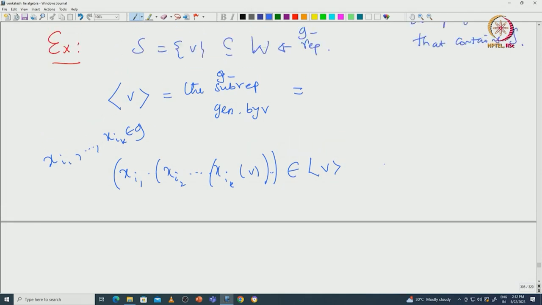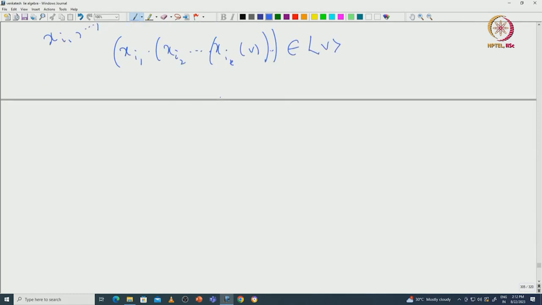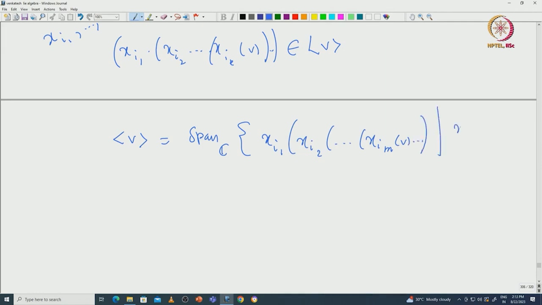So what I want to say, I claim that this sub representation generated by v, okay, this is the exercise. So this is spanned by all possible words. Okay, so you are sequentially applying. Maybe I will write it clearly. So you take xi1, apply it on xi2, apply and so on, xim, apply it on v. Okay, you take all possible things where these xi1, etcetera, xim, are all coming from G.